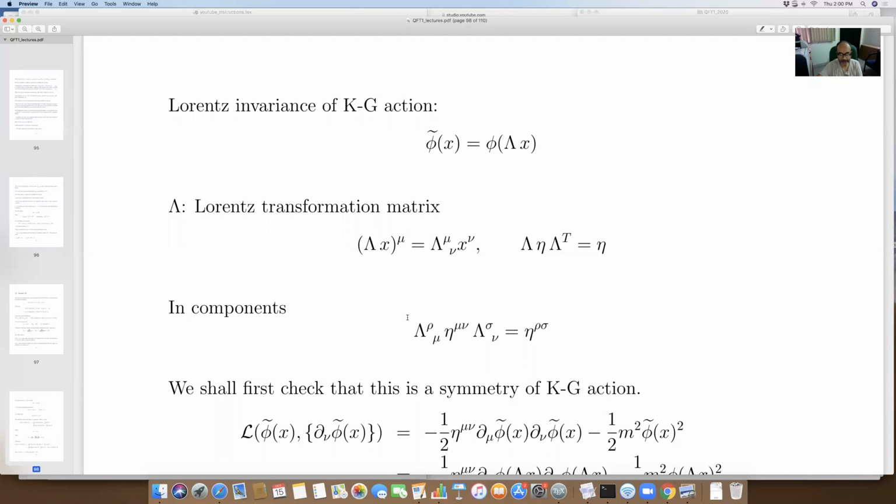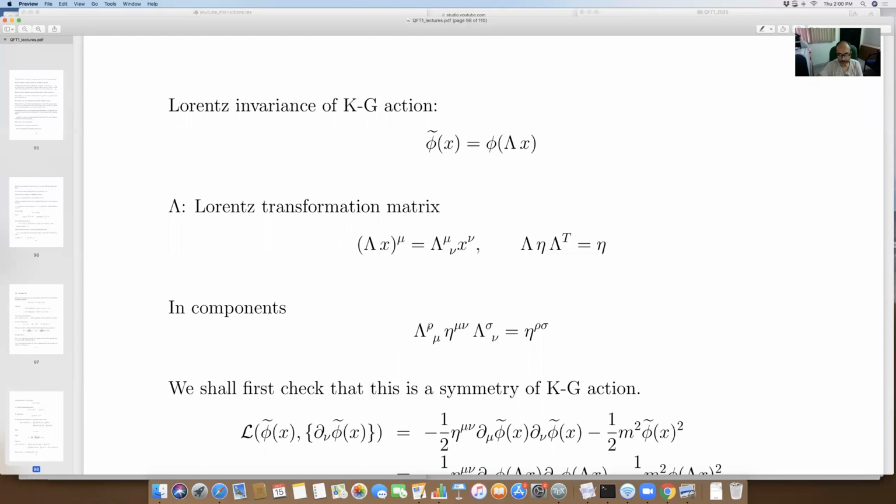You think of lambda as a matrix with mu as the row index, nu as the column index. Even though one is up, one is down, you think of the first index as the row index, the second index as the column index of a matrix. It is in this sense that I have written this equation. So let's see in the component form if it agrees.